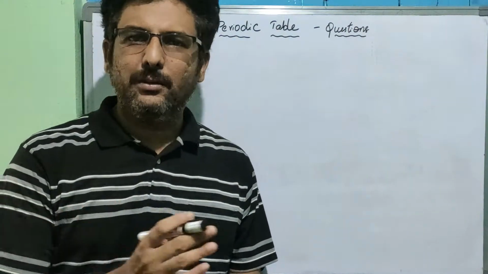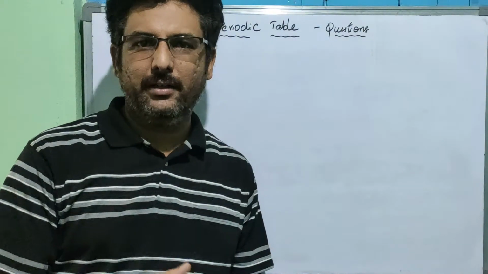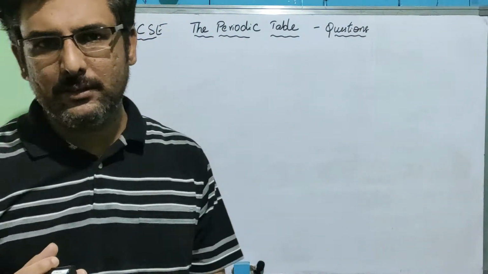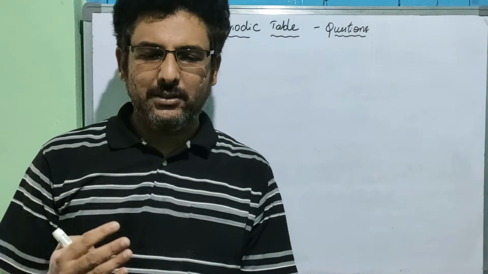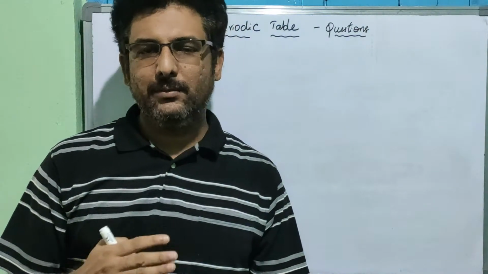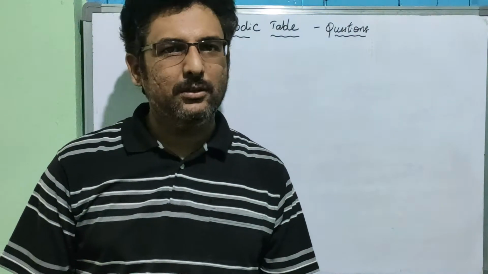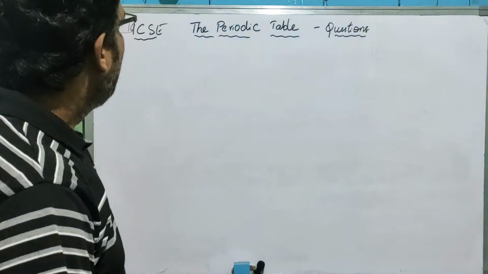Hello everyone. So in the last class we have discussed the periodic table. We have finished the explanation part, and today we are going to discuss some questions on this periodic table. You can expect at least 9 to 11 marks from this chapter, and it is very easy to answer those questions. Okay, I'm talking from the exam point of view.